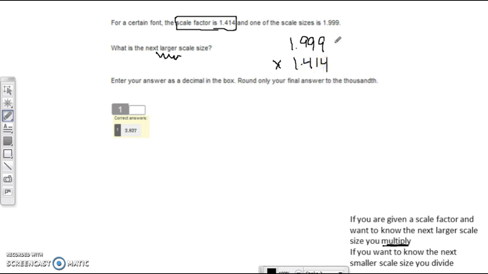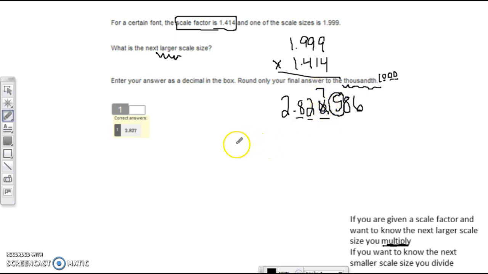So if we multiply this out, we would get 2.826586. And it says round to the nearest thousandths. Remember, 1,000 has 3 zeros, which means we want to go 3 decimal places. So we look at the number behind it, and that 5 is going to make that 6 jump up to a 7. You do have to make sure that you round correctly for the OHS to give you credit.